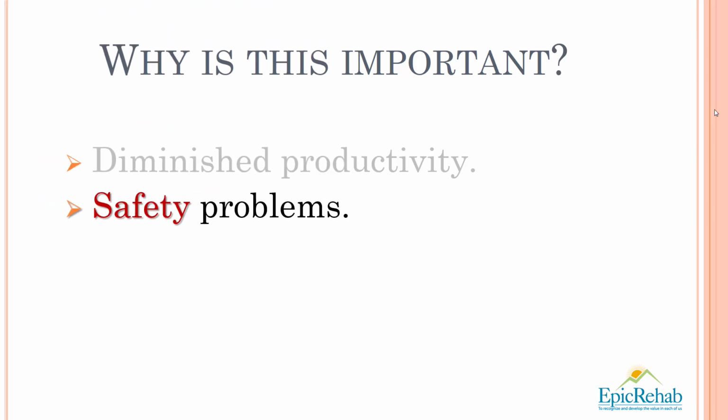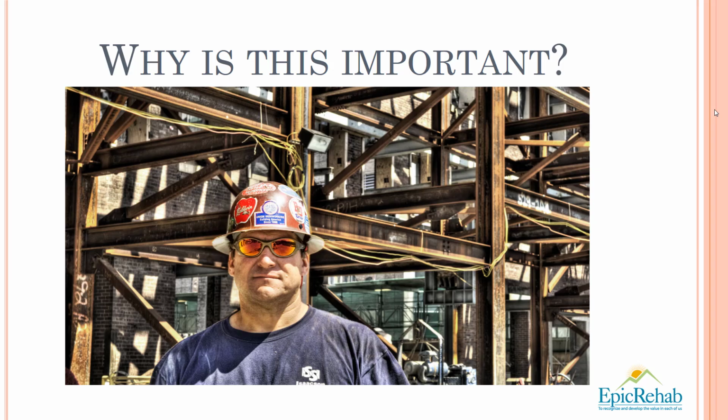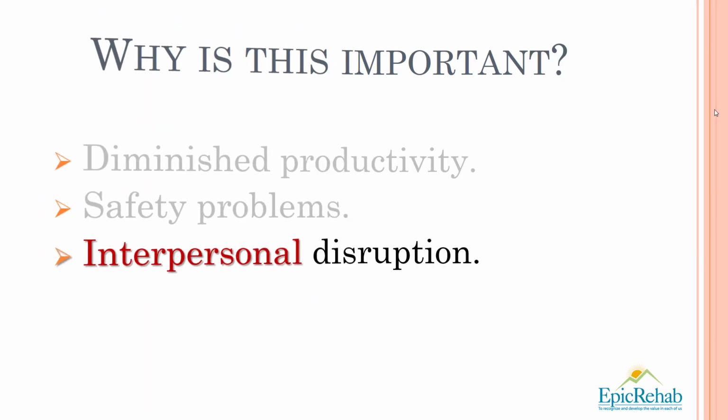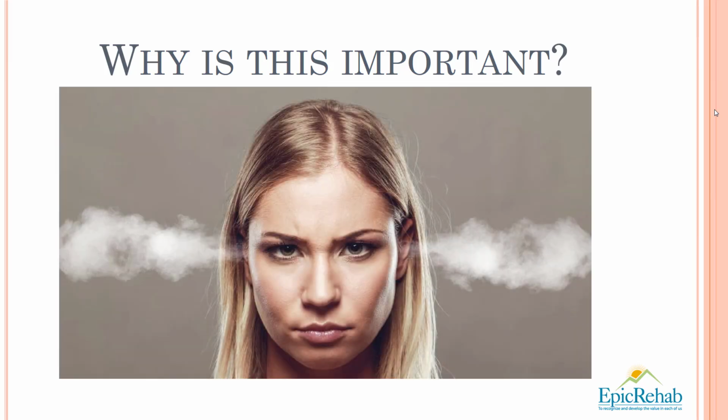A second important disability factor produced by executive dysfunction has to do with safety. The inability to maintain attention produces safety problems. The inability to appropriately handle interpersonal disruption produces safety problems. This leads to the third important disability factor produced by executive dysfunction. The inability to discern subtle interpersonal cues leads to interpersonal disruption. The inability to inhibit emotional reactivity leads to interpersonal disruption.